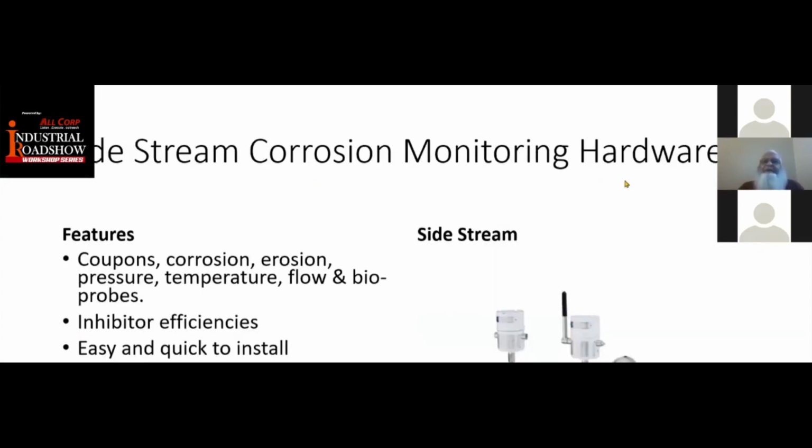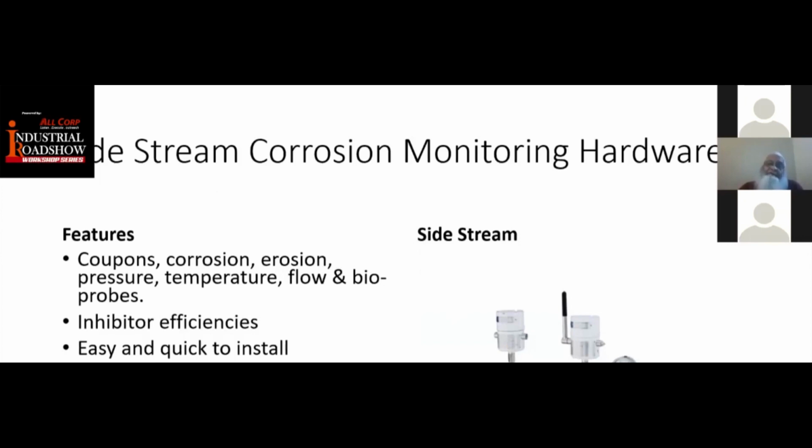Side stream corrosion monitoring hardware. This is another way of installing our corrosion monitoring devices. Instead of installing it on the actual main equipment on the main line, we can have a side stream.